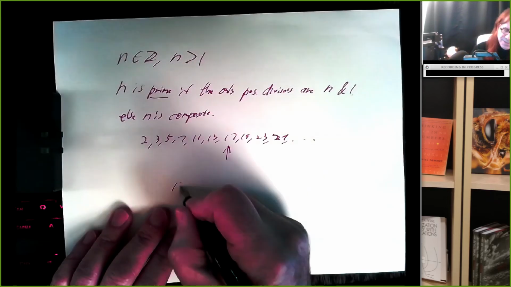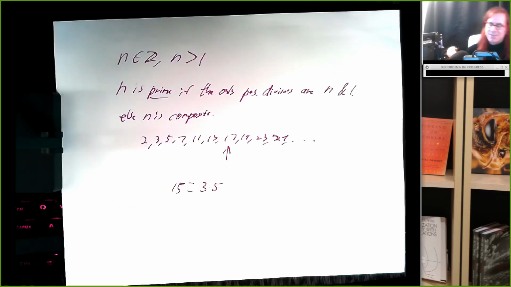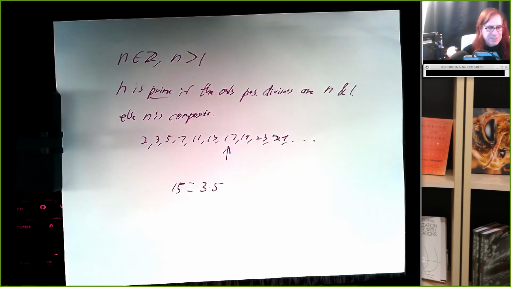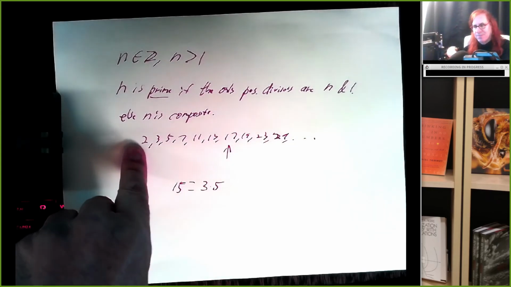But 15, for example, is divisible by 3, and it's also divisible by 5. So that's not prime. That's composite. So every positive integer bigger than 1 is either prime or composite. Like I say, 1 we don't talk about. 2 is a prime, but it's the only even prime number.